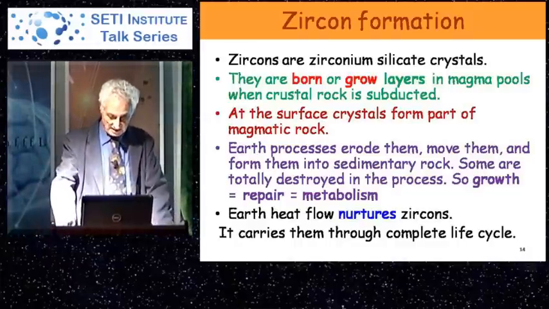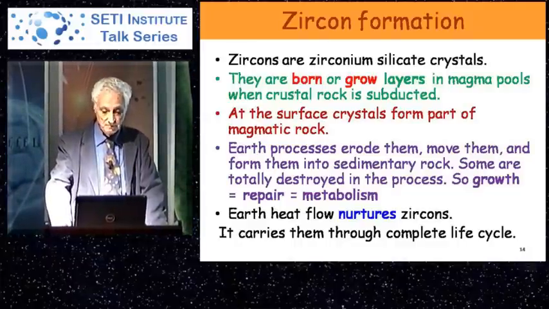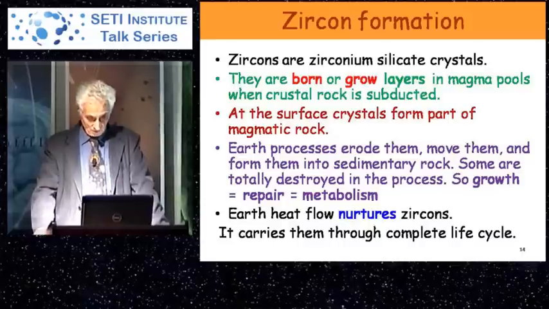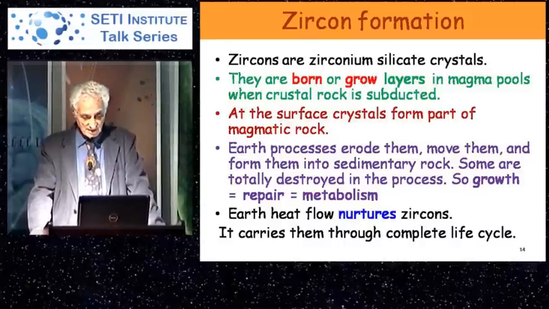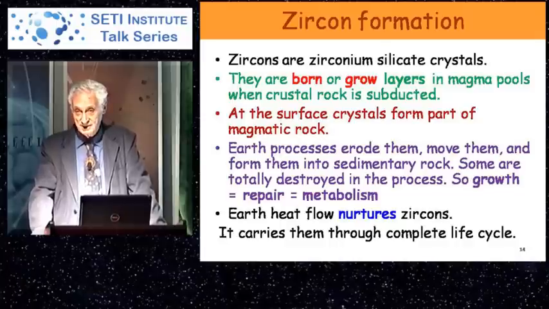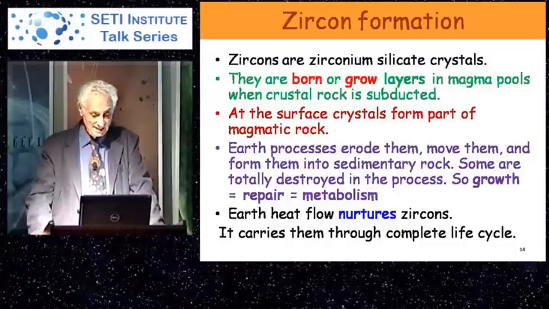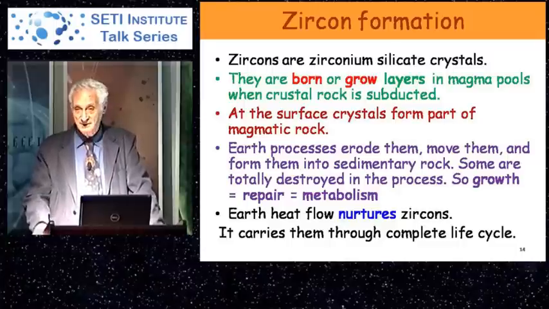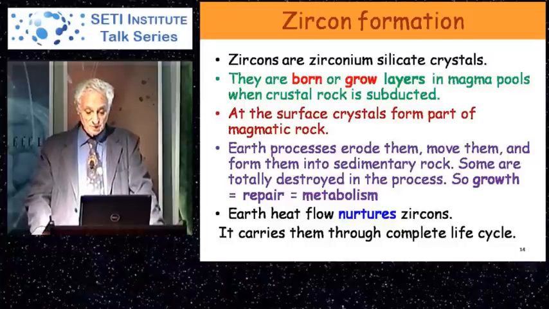Zircons are zirconium silicate crystals. They're born, if you will, or grow, both. They grow layers in magma pools, pools of hot rock, when crustal rock is subducted and it's heated up. At the surface, when it comes back up again, crystals form part of magmatic rock. Earth processes erode them, move them, form them into sedimentary rock. Some are totally destroyed in the process.